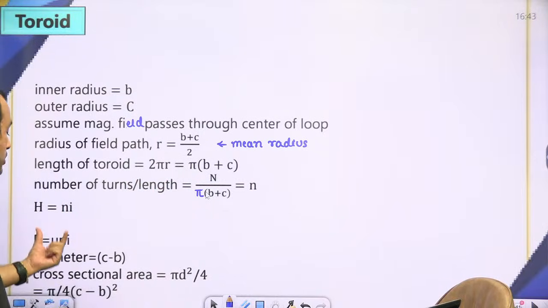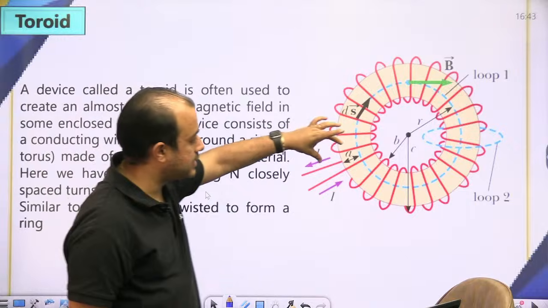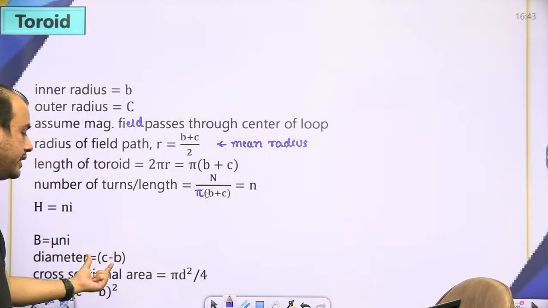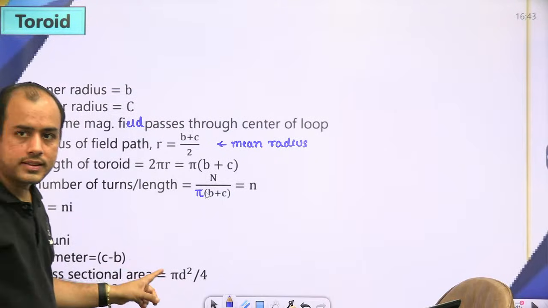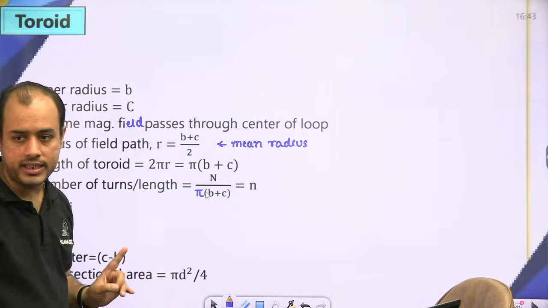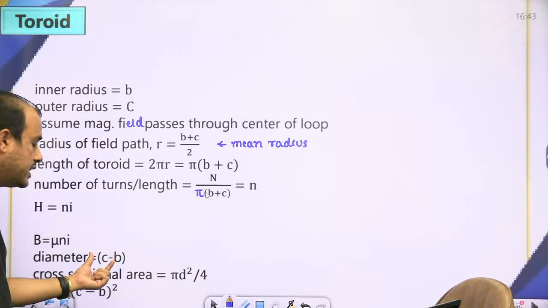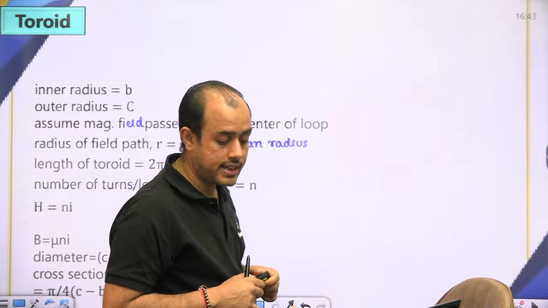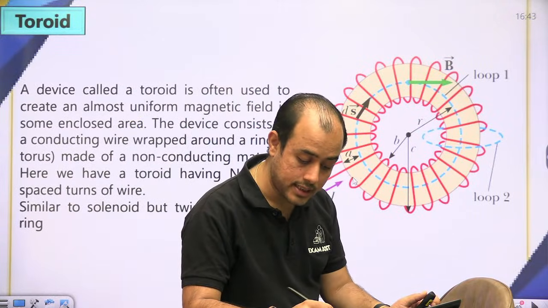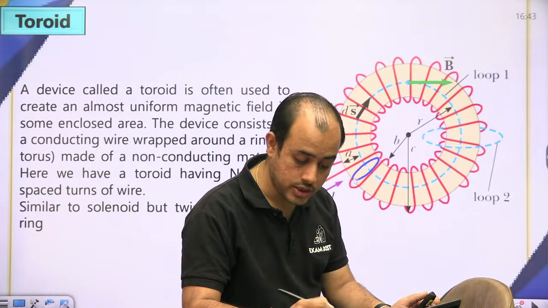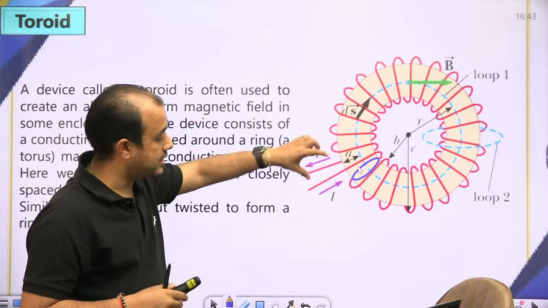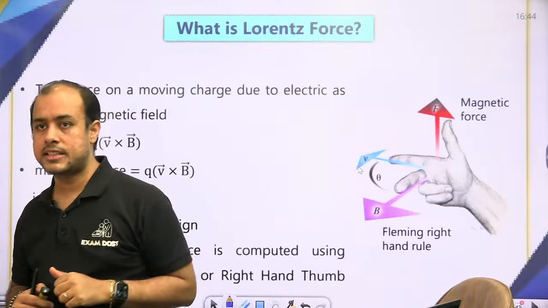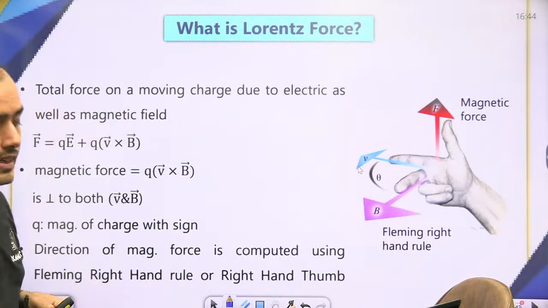Now the diameter, the thickness, will be C minus B, which is equal to 2a. So the cross-sectional area is pi by 4 d square, where d is the diameter, which is the thickness C minus B. You should understand that inside the toroid, a circle is formed for the cross section. The diameter of this circle is the outer radius minus the inner radius, C minus B. That helps in figuring out the cross-sectional area.